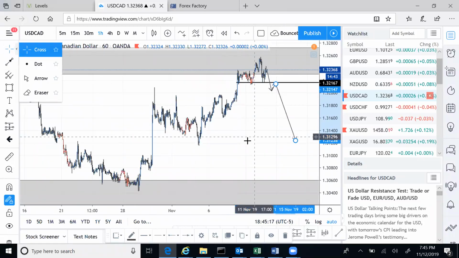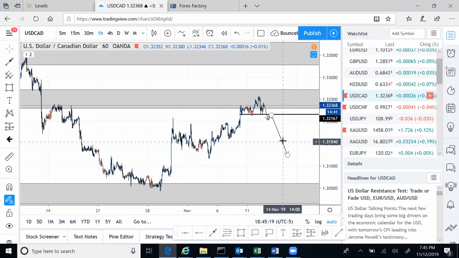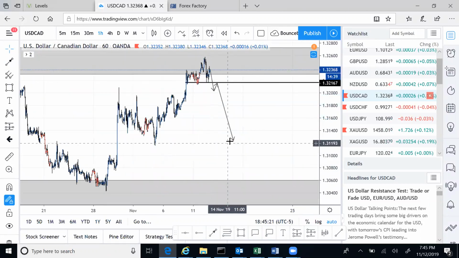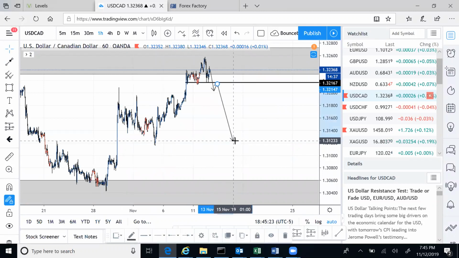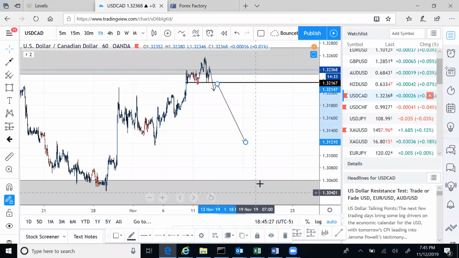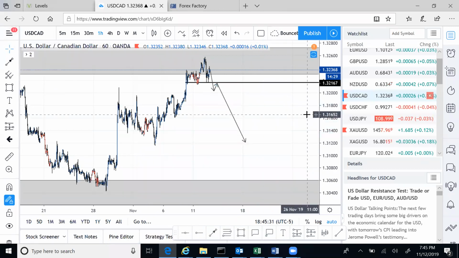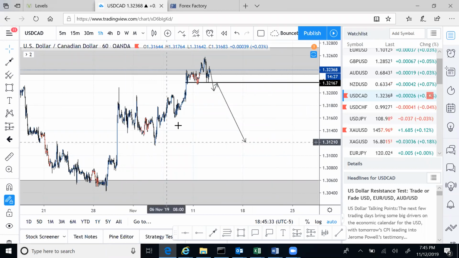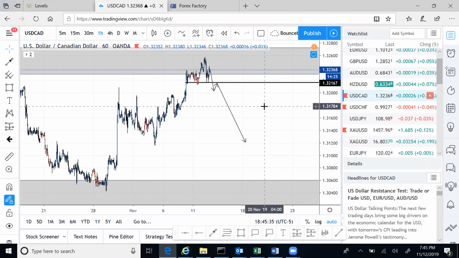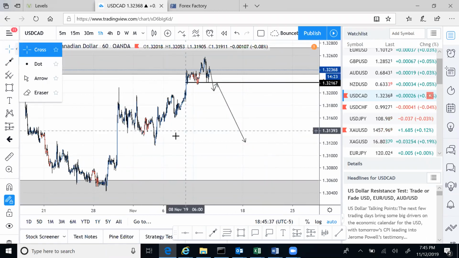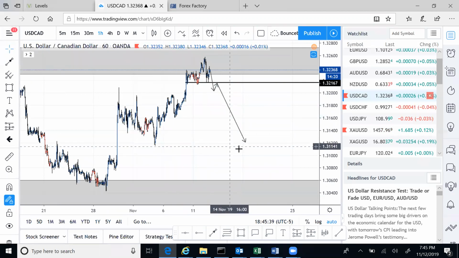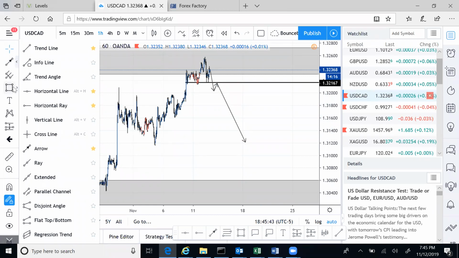So my overall for UCAD, I would look at coming all the way down to daily support, but let's be a little more realistic. Around this area is where you're gonna have a pullback anyway, right? So you can start to look at structure as a way of identifying your take profit points.